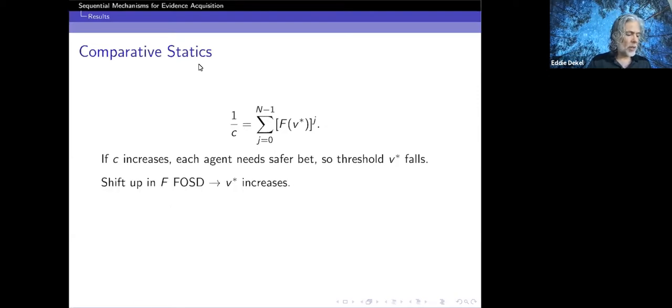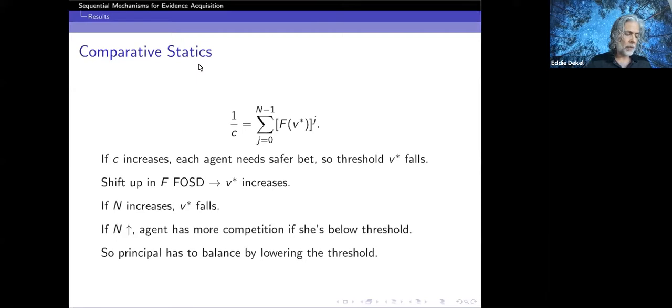I'll now say a few things about comparative statics. The first is, if this cost goes up, then the threshold has to fall. If the values go up, then the threshold will go up. If the number of agents goes up, the threshold will fall. Okay. Let's focus on this one. The intuition for these is clear.